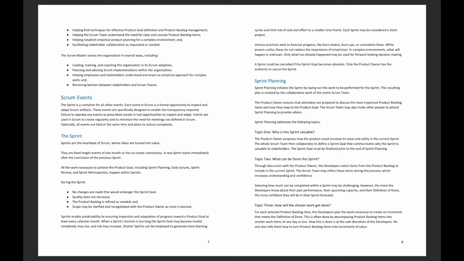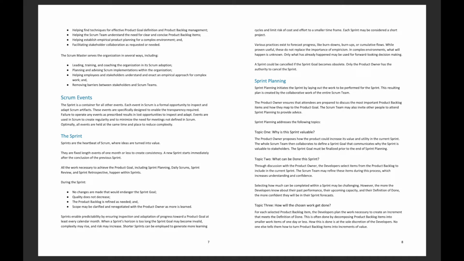Various practices exist to forecast progress, like burn downs, burn ups, or cumulative flows. While proven useful, these do not replace the importance of empiricism. In complex environments, what will happen is unknown. Only what has already happened may be used for forward-looking decision-making. A sprint could be cancelled if the sprint goal becomes obsolete. Only the product owner has the authority to cancel a sprint.